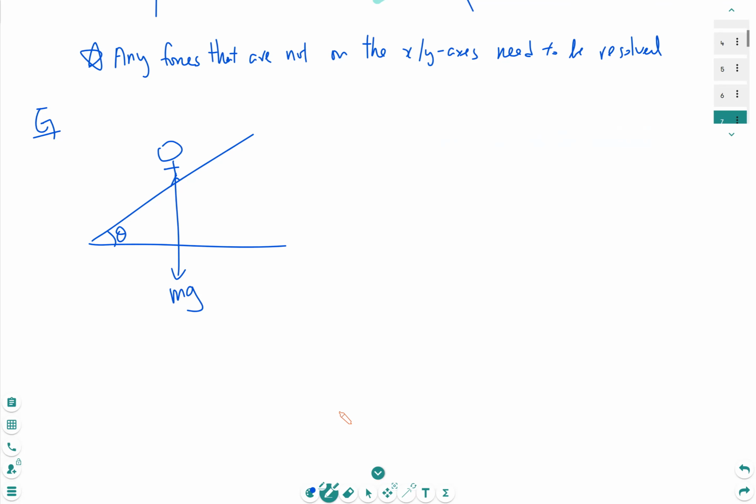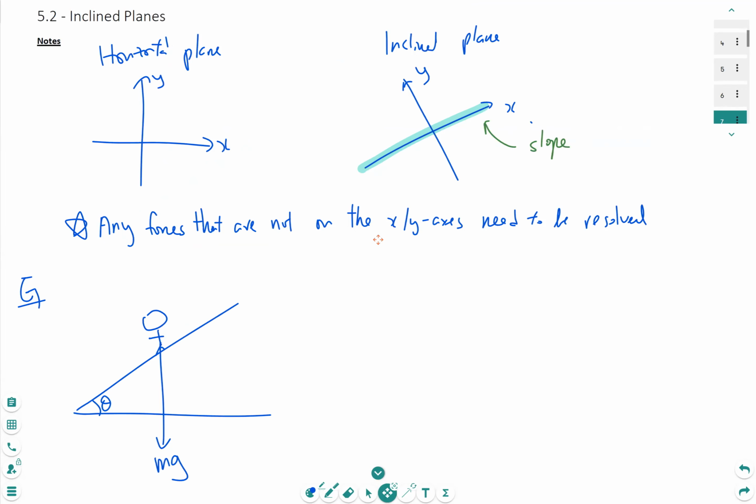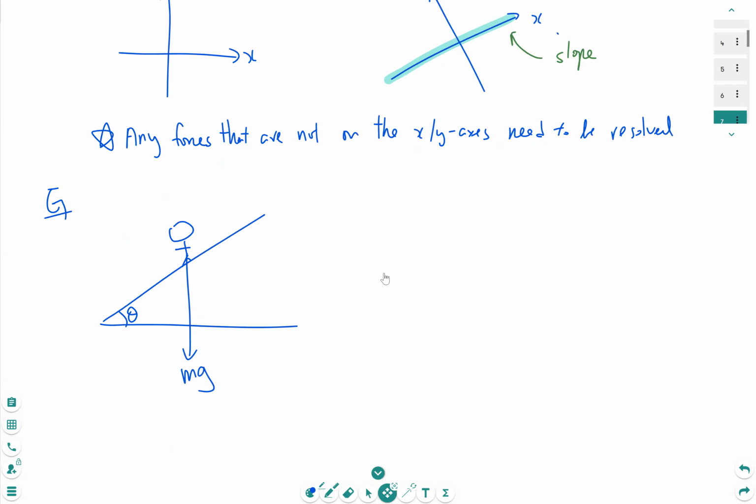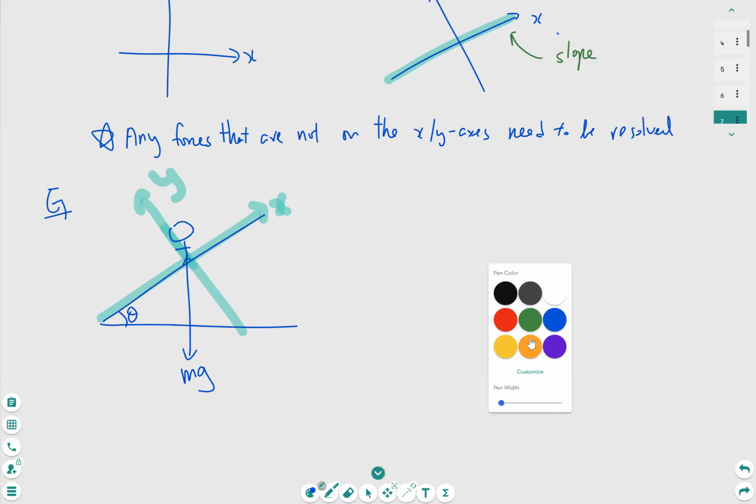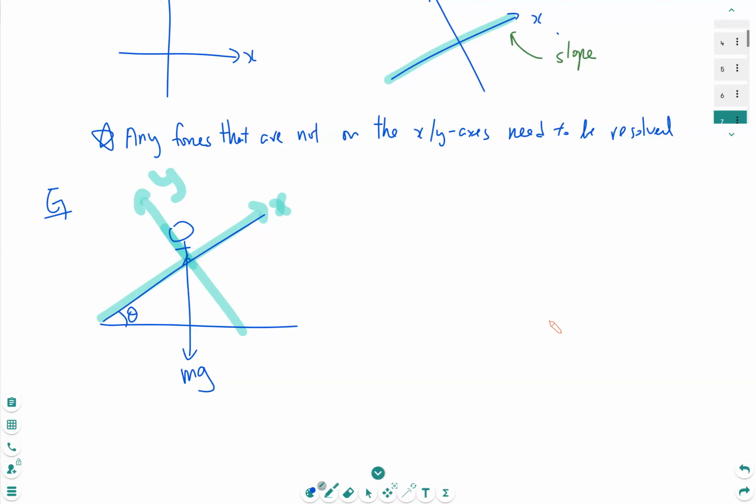Now, however, there's an inclined plane, isn't there? If it's an inclined plane, look at what I said about the axes. The axes will be at an angle. If you have a pencil, this is what I would suggest you do. If you have a pencil, there's going to be an axis. That's your x, and that's your y. So in other words, what it means is we do have to resolve the mg. Why? Because mg is not on the x or y axis, so it has to be resolved.